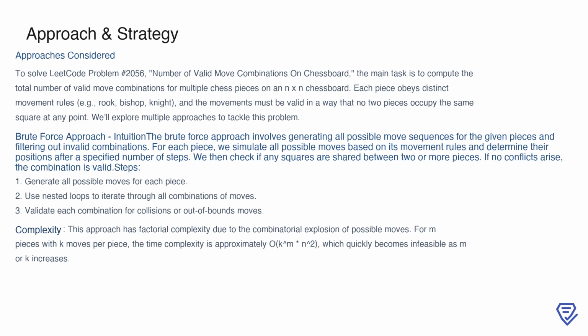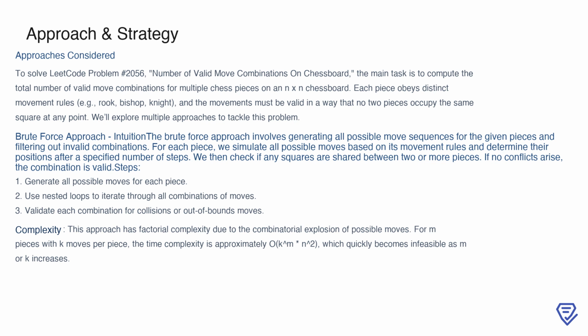To tackle the problem of calculating the number of valid move combinations on an nxn chessboard, we start by considering the brute force approach. The idea here is to generate all possible move sequences for the given chess pieces, which may include rooks, bishops, knights, or others, each following their own movement rules. Once these sequences are generated, we filter out any combinations where 2 or more pieces end up on the same square, or where a piece moves out of bounds. To break it down, the steps involve generating all moves for each piece, iterating through every possible combination using nested loops, and validating each one to ensure there are no collisions or invalid positions.